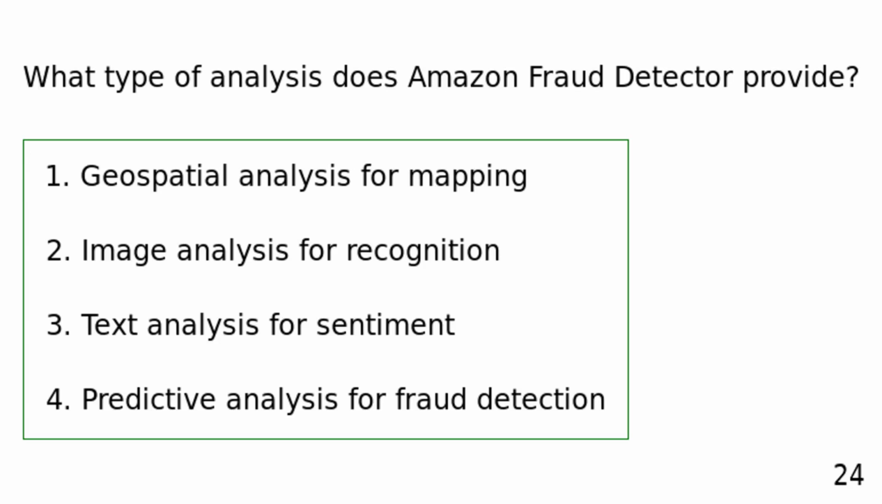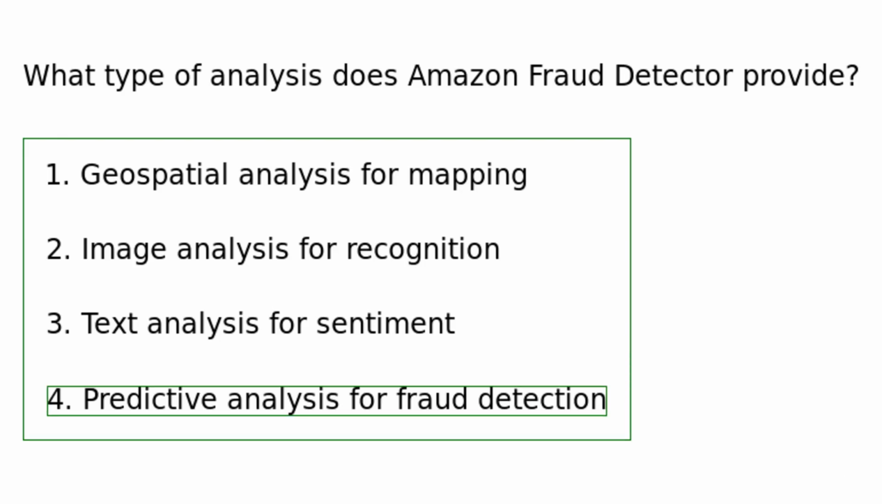What type of analysis does Amazon Fraud Detector provide? Geospatial analysis for mapping. Image analysis for recognition. Text analysis for sentiment. Predictive analysis for fraud detection. Amazon Fraud Detector provides predictive analysis for detecting fraudulent activities based on historical data and machine learning models.